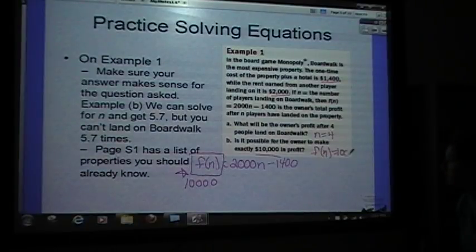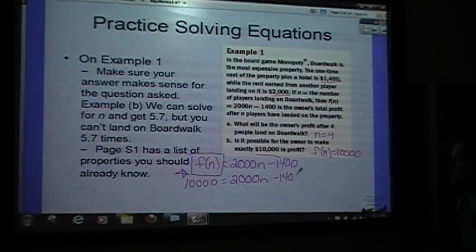That is very different from n equals 4. This is saying the whole thing is 10,000. So this is the catch of the section. This is the hardest part of this section, determining if you're going to plug in for n or if you're plugging in for the whole f of n. The solving is not going to be as big of a deal.